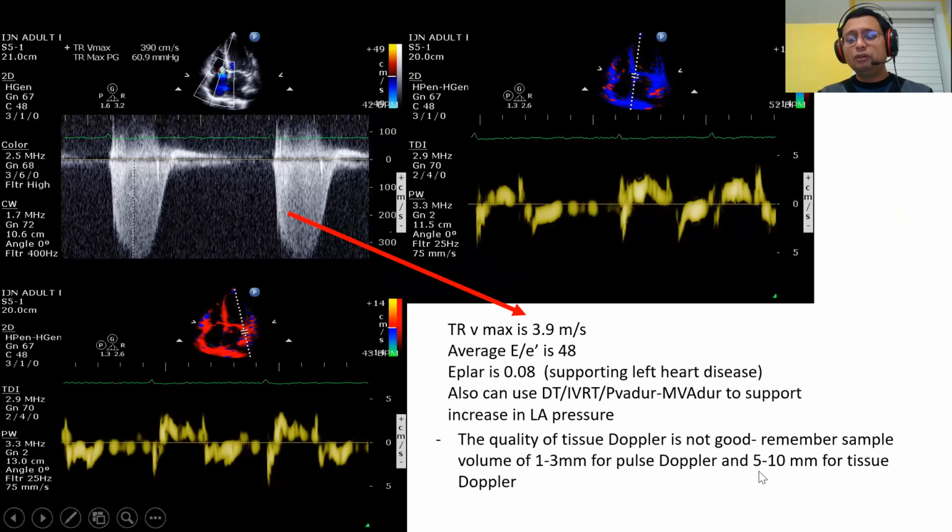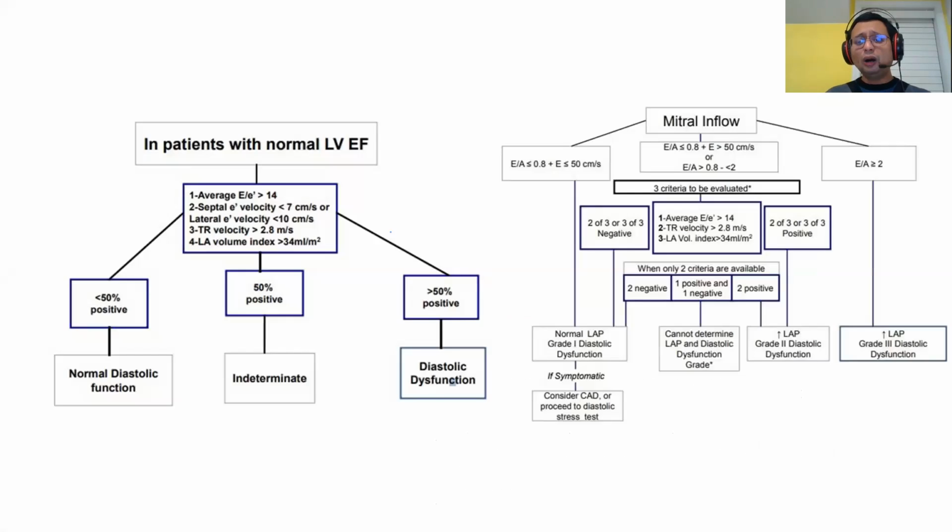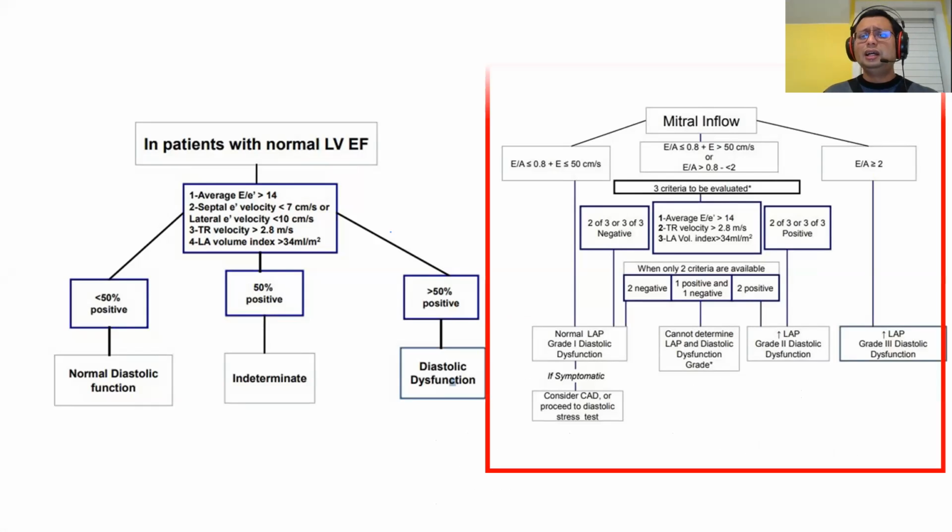So this is a tip for your sample volume, for your pulse Doppler and tissue Doppler. Make sure you do it correctly. Gain and scale should be reduced for better tracing. However, our patient's ejection fraction is only 20%. Straight away go to algorithm 2, okay?